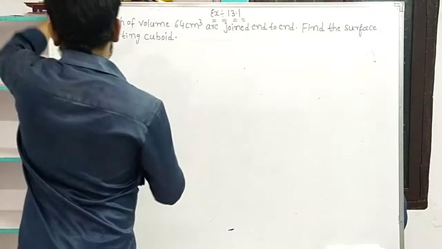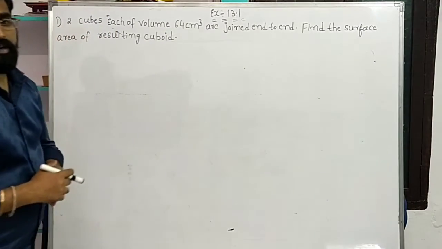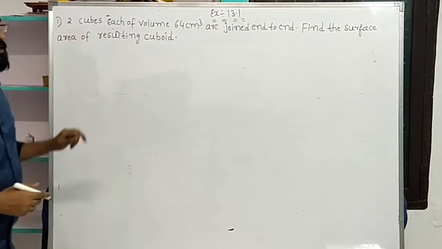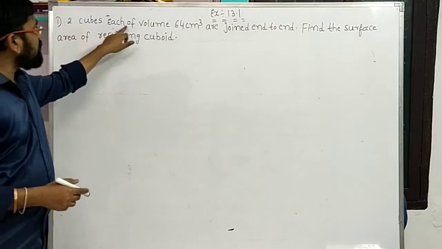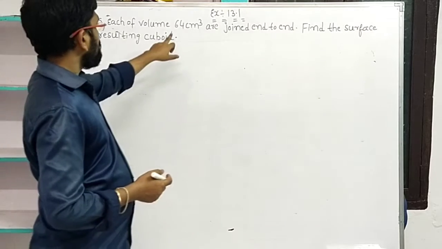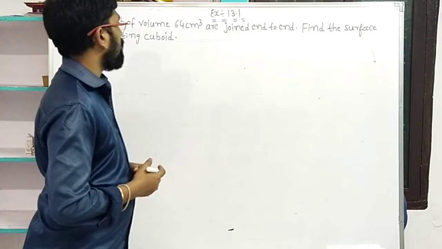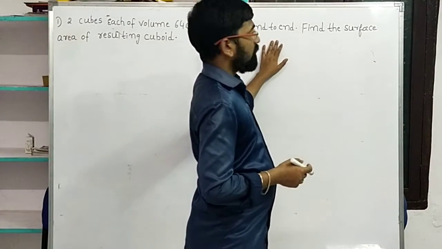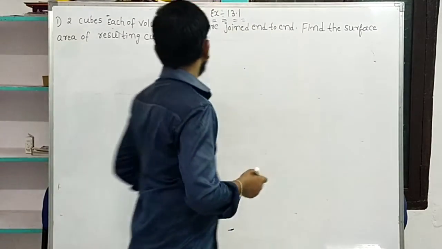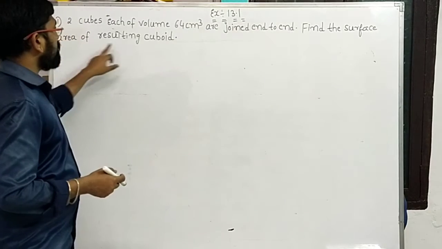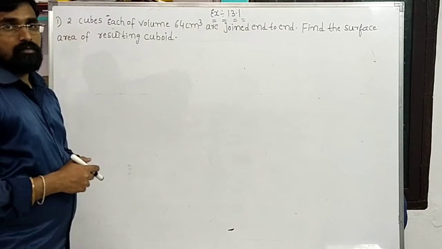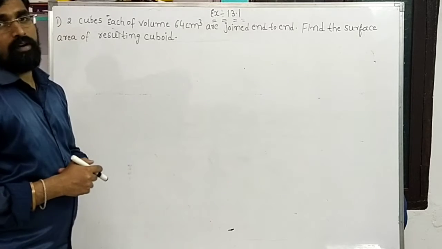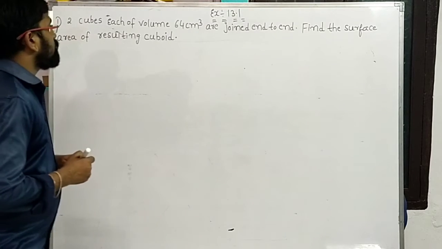So, next question, we are entering into exercise 13.1. The first question is, two cubes each of volume 64 centimeters cube are joined end to end. We need to find the surface area of the resulting cuboid. Are you ready? So let's see here.